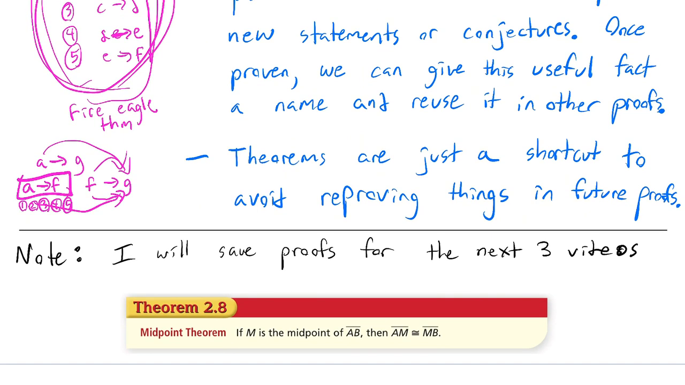Okay, so I'm going to save proofs for the next one. This book does 1 proof. They do the midpoint theorem. It's kind of silly how short it is. It's an alternate form of the midpoint definition, depending on the book. So I'm going to skip that proof, okay?